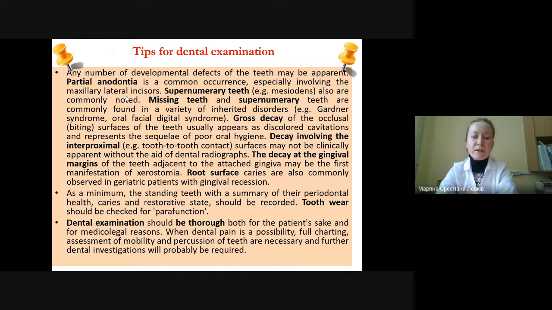As a minimum, the standing teeth with a summary of their periodontal health, caries and restorative state should be recorded. Tooth wear should be checked for parafunction of muscles. Dental examination should be thorough, both for the patient's sake and for medical legal reasons. When dental pain is a possibility, full charting, assessment of mobility and percussion of teeth are necessary, and further dental investigation will probably be required.